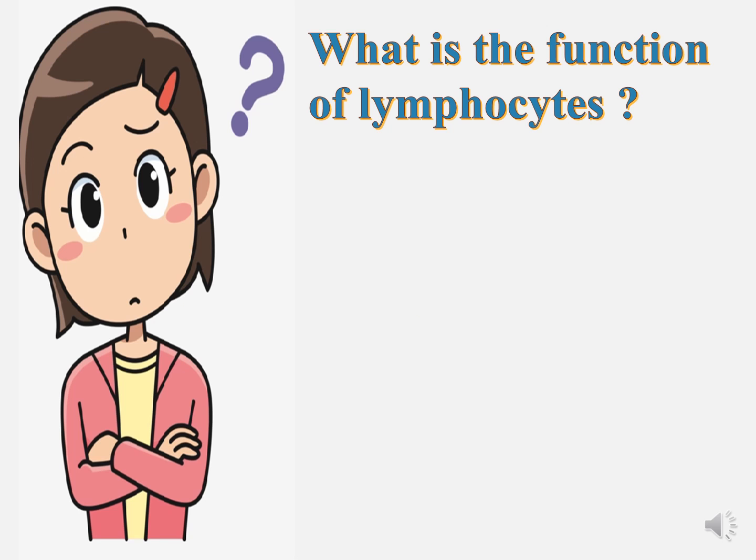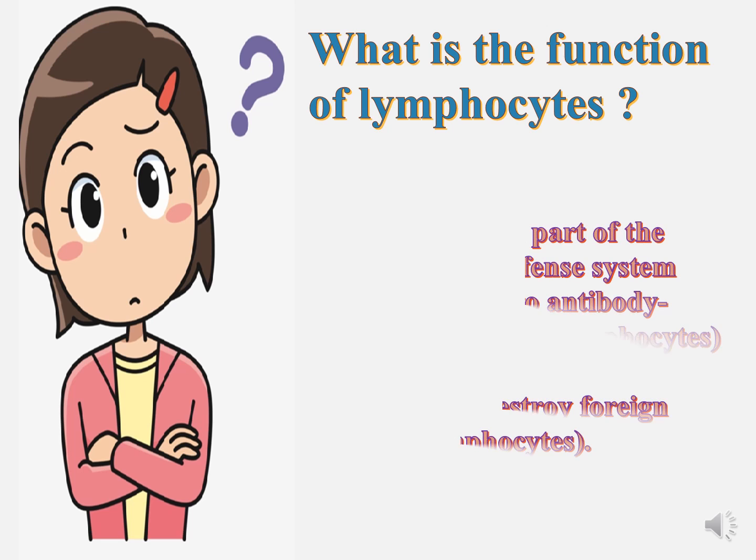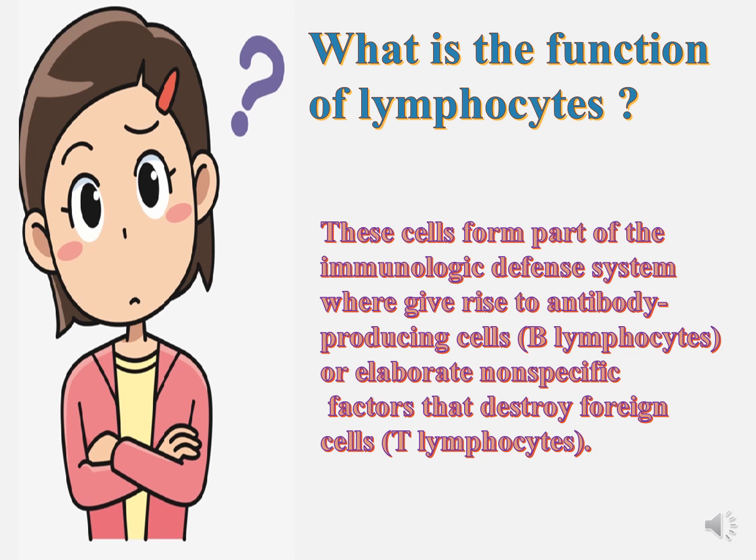What is the function of lymphocytes? These cells form part of the immunologic defense system. تعتبر هذه الخلايا هي جزء من النظام الدفاعي المناعي حيث تساهم أو مسؤولة عن antibody producing cells، هي المسؤولة عن إنتاج الخلايا المكونة أو المولدة للأجسام المضادة واللي نطلق عليها B lymphocytes، أو elaborate non-specific factor that destroy foreign cells، أو تقوم أو تتخصص بإفراز بعض المواد أو العوامل الكيميائية اللي تساهم في تحطيم أي جسم أو خلايا غريبة واللي نطلق عليها هذه المجموعة T lymphocytes.